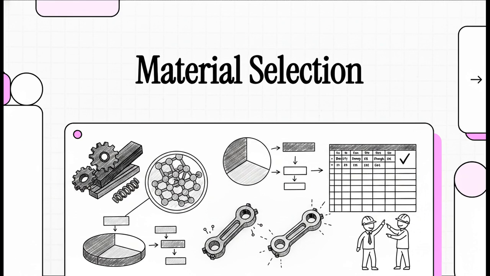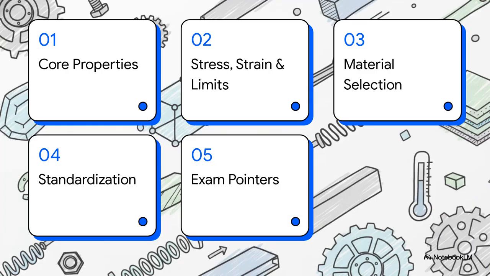Let's get into it. Okay, let's dive into this. Here is our roadmap for mastering material science today. We'll hit core mechanical properties first, then move on to stress, strain, and limits. After that, we'll look at material selection criteria, followed by standardization and BIS codes. Finally, we'll wrap the whole thing up with some high-yield exam pointers.